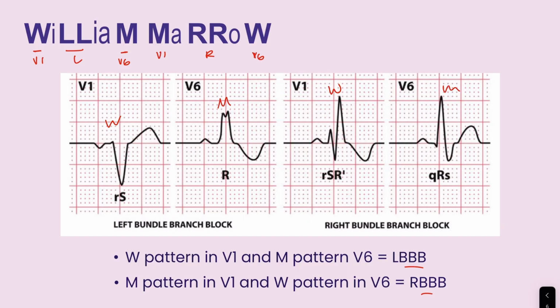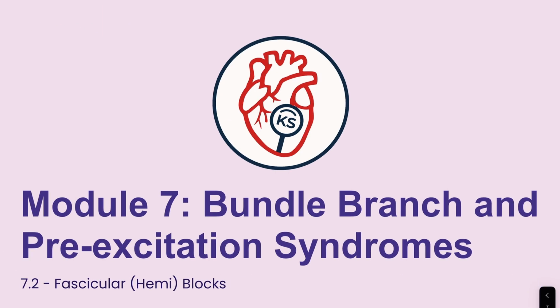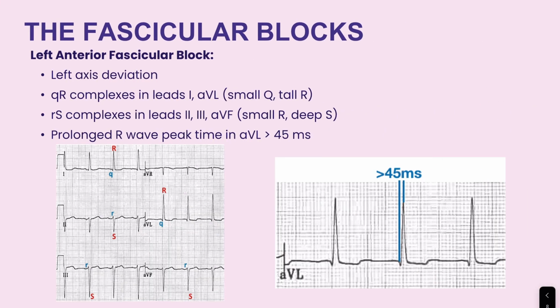Then we have our fascicular or hemi blocks. Remember, again, our electrical conduction system: SA node to AV node, bundle of His, right and left bundle branches, and then we go into our fascicular. We have anterior and posterior fasciculars off of the bundle branches, and then they go into the Purkinje fibers. So a fascicular block is going to be after your bundle branches, but before your Purkinje fibers.